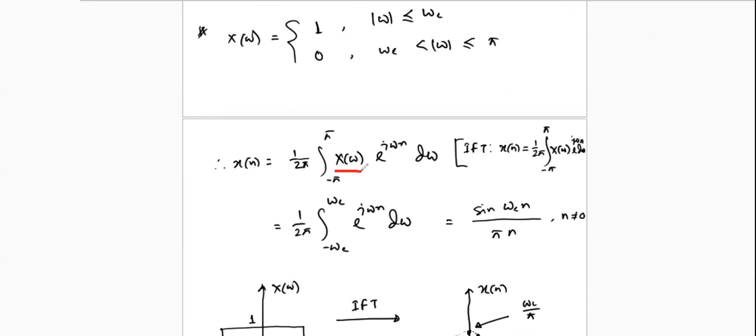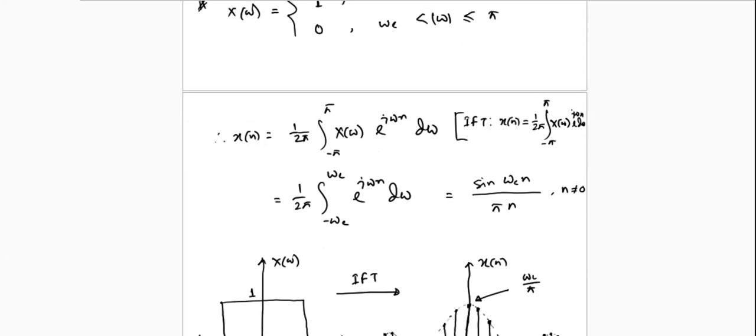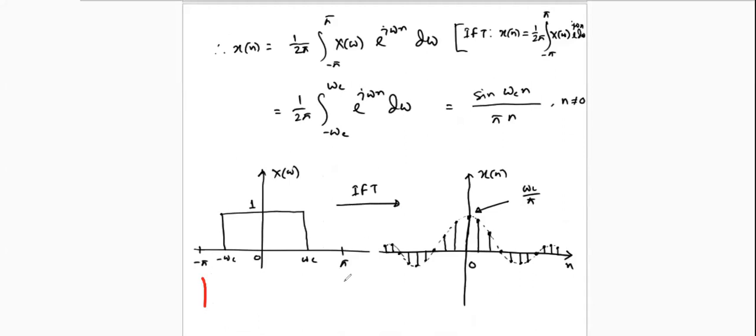You have X of omega e to the power j omega n, and it is from minus pi to plus pi. Why is that minus pi to plus pi? Because that is the full spectrum, and you need to do the average of that. So 1 over twice pi, and that is your inverse Fourier transform.